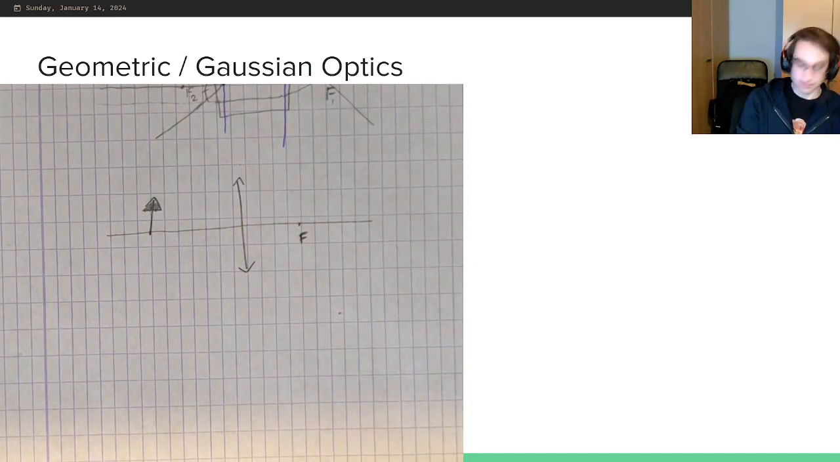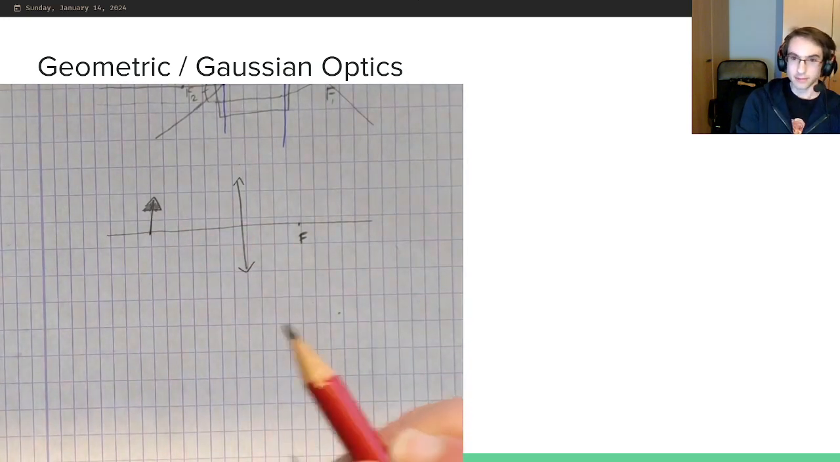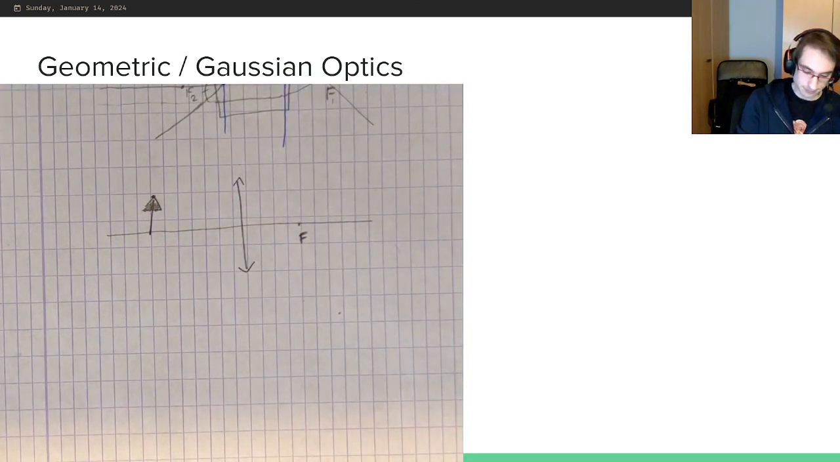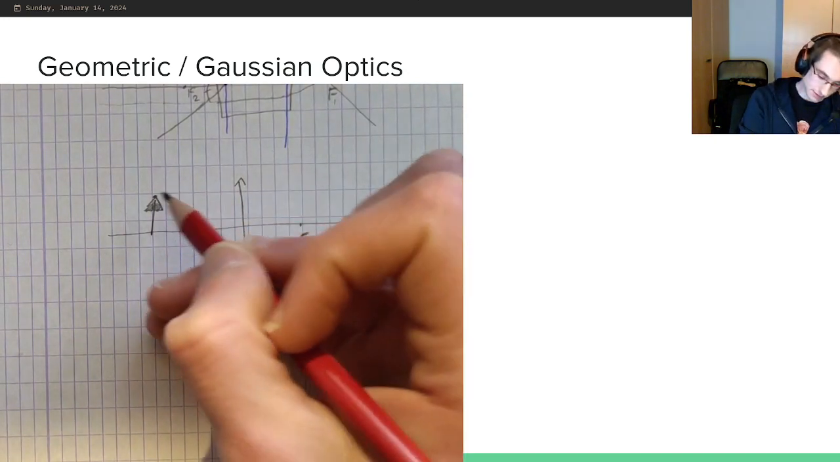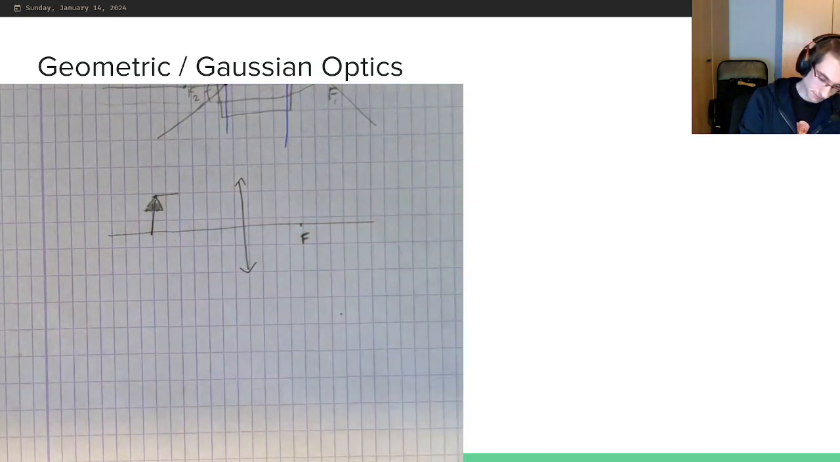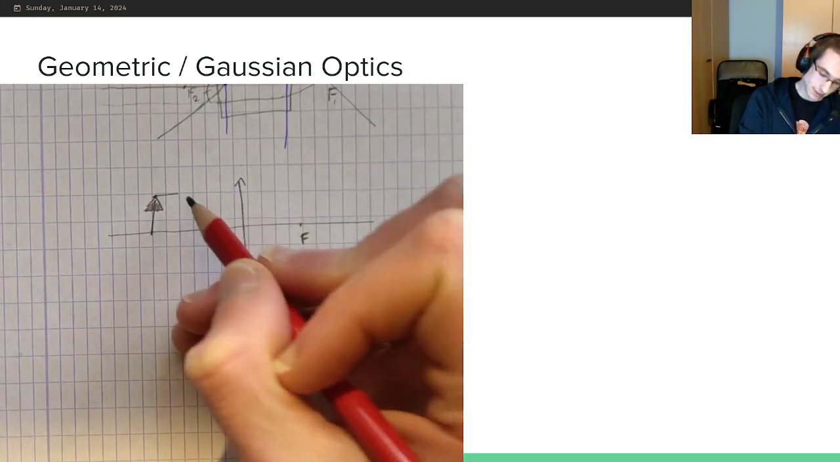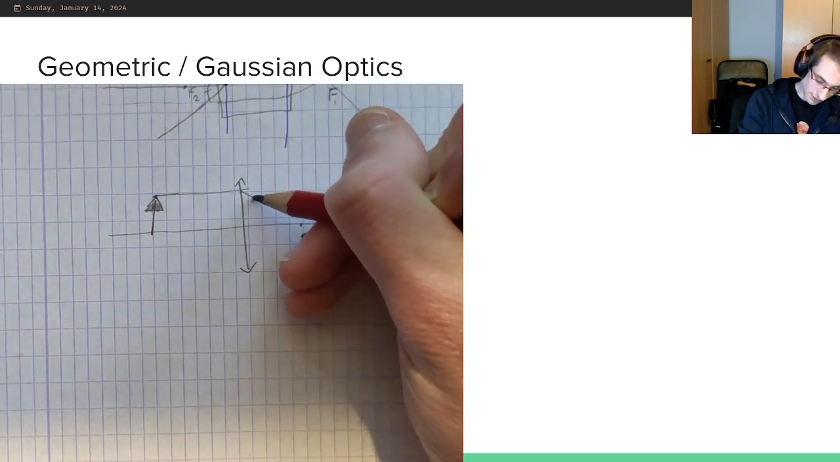And we could trace any ray coming from this point, coming from this arrow, but the most useful rays are going to be the ones coming from the edge. So the light rays from the edge, there's going to be one light ray that is emitted along the optical axis, so like this. And this light ray is parallel to the optical axis, so we know that after it passes this lens, it must go through the focal point, like this.